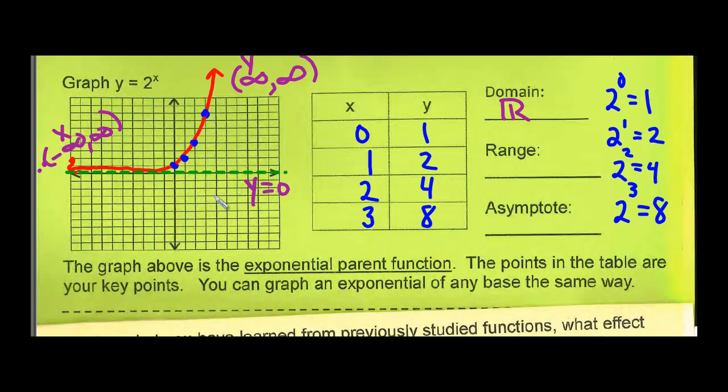The range is all the numbers greater than 0 because it's above the asymptote at y equals 0. And the asymptote is y equals 0. So this is the graph of the exponential parent function. The points in the table are your key points, and you can graph an exponential of any base the same way.